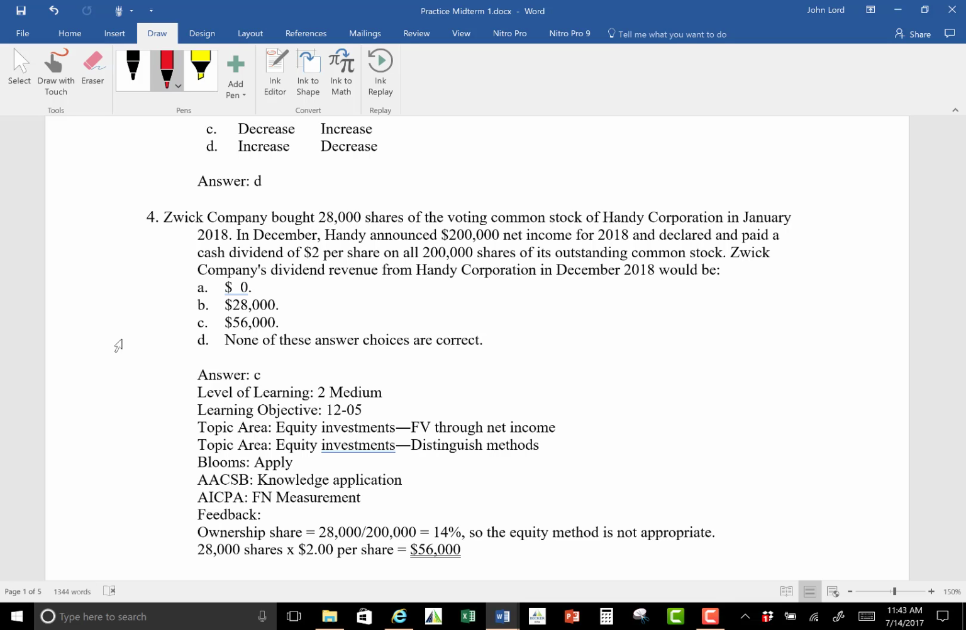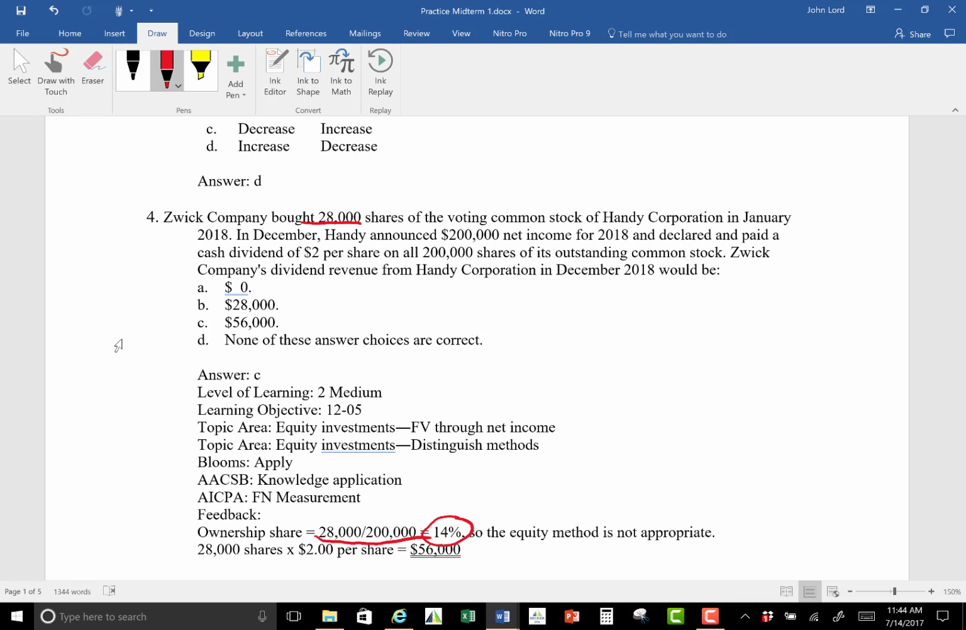So Zwick Company bought 28,000 shares of voting common stock of Handy Company in January 2018. In December, Handy announced $200,000 net income for 2018 and declared and paid a cash dividend of $2 per share on all 200,000 shares of its outstanding common stock. Stop. If they have 200,000 shares outstanding and I bought 28,000, what percent is that? It's right there, not very mysterious. It's 14%, right? So should I use the fair value through net income approach or the equity approach? Fair value through net income.